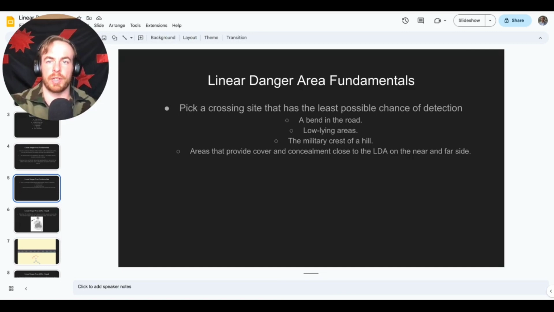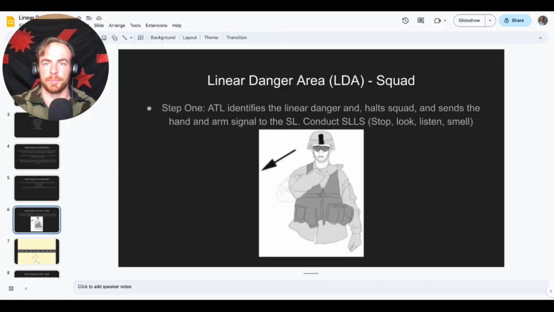You're going to want to pick a crossing site that has the least possible chance of detection. So, crossing near a bend in the road, or in a low-lying area on the military crest of a hill. You want to make sure that crossing site provides cover and concealment both on the near and the far side, because it does take a little bit of time, and you want to limit the amount of exposure that you get.